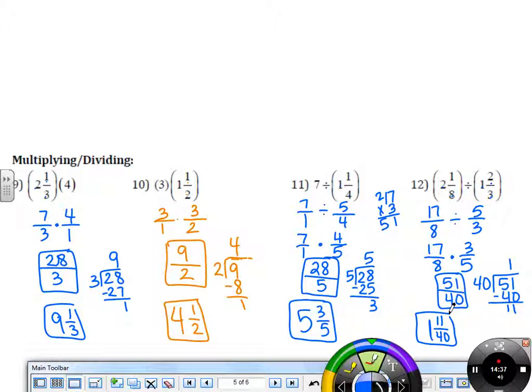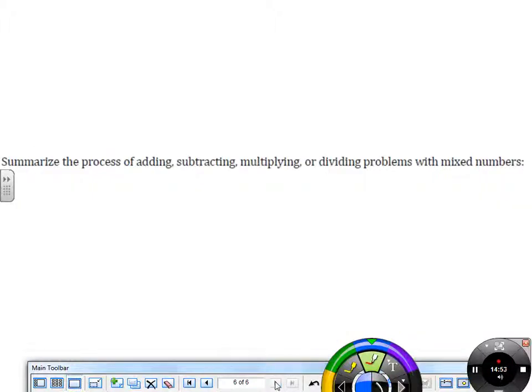So what you guys are going to do is use these examples to guide you. Okay? The handout on the other side is similar. The last thing we're going to do, since you're going to be using this as a guide for your homework, which you should complete in class today, is summarize what we did. So adding, subtracting, multiplying, or dividing problems with mixed numbers.